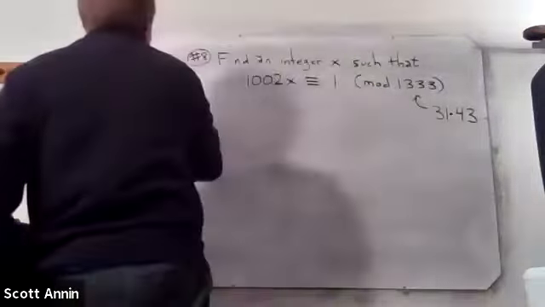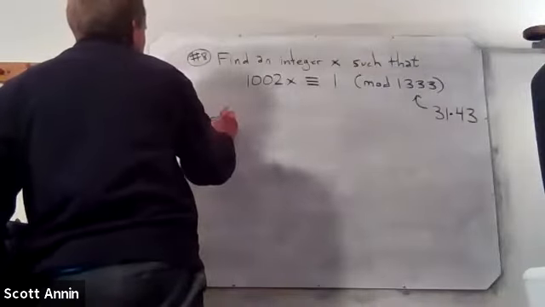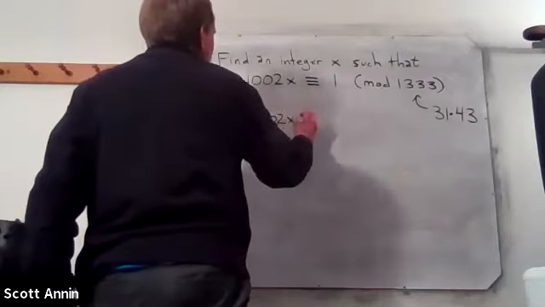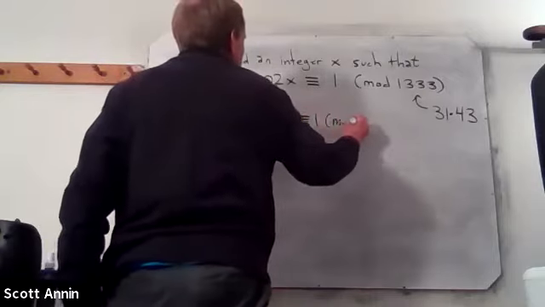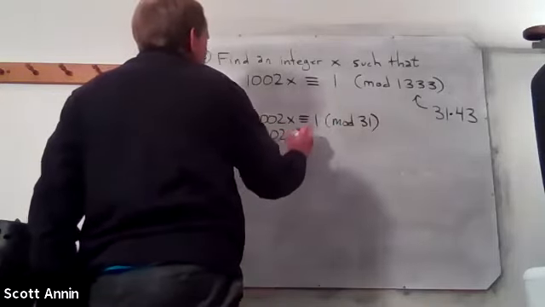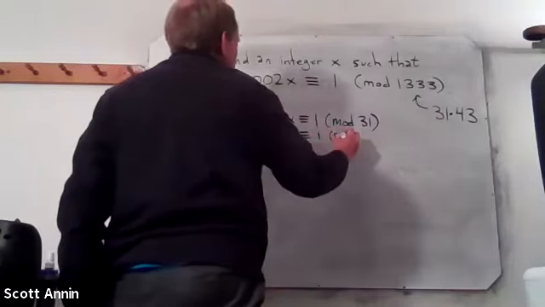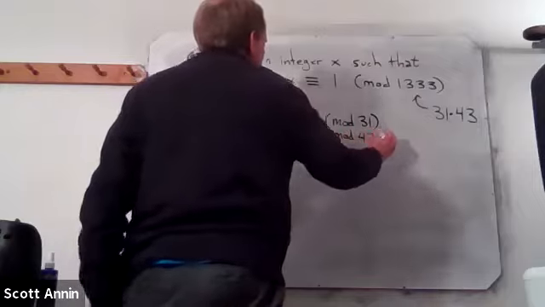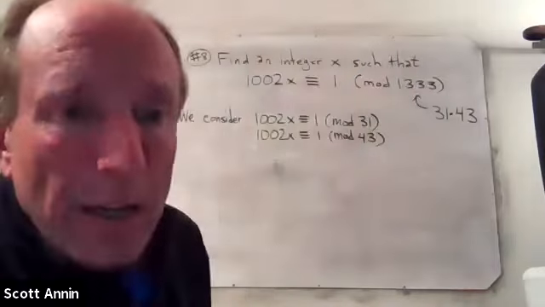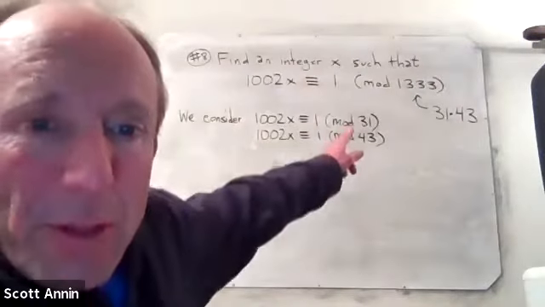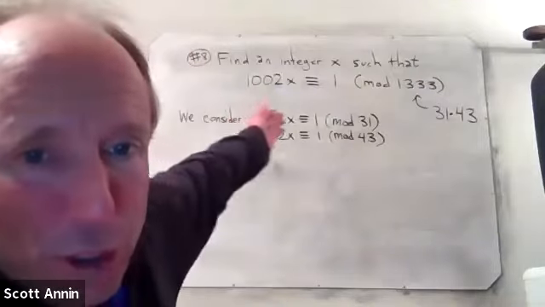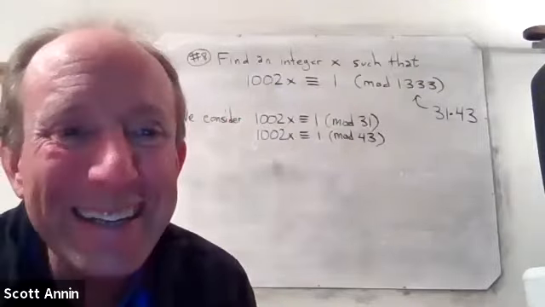Let's do that. So we consider 1002 x congruent to 1 in mod 31, and also 1002 x congruent to 1 in mod 43. We're just going to do them separately. In terms of mod 31, all right, that's a prime number. Is there something we maybe should do with the first equation at this point?